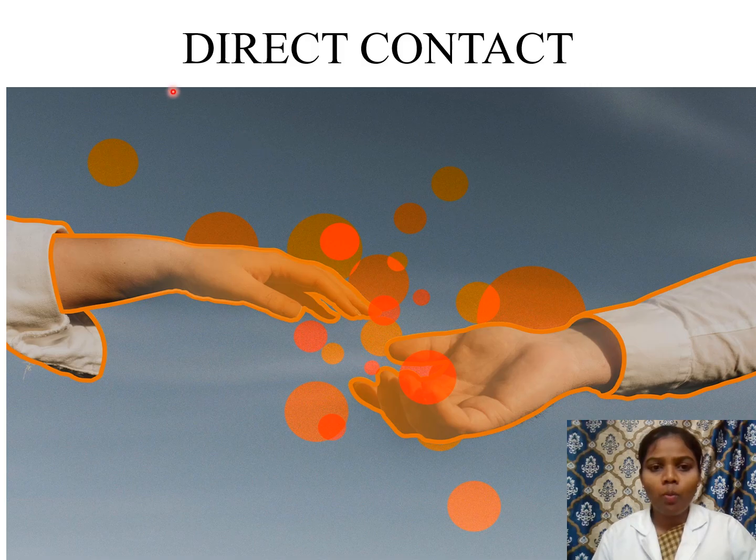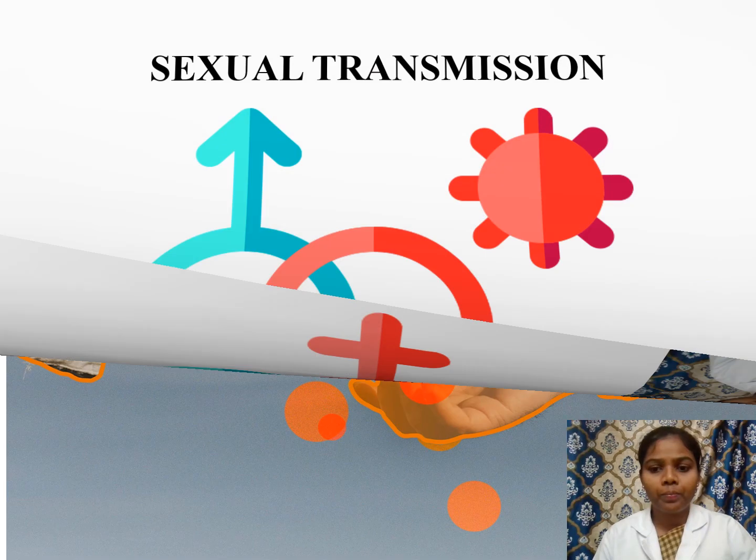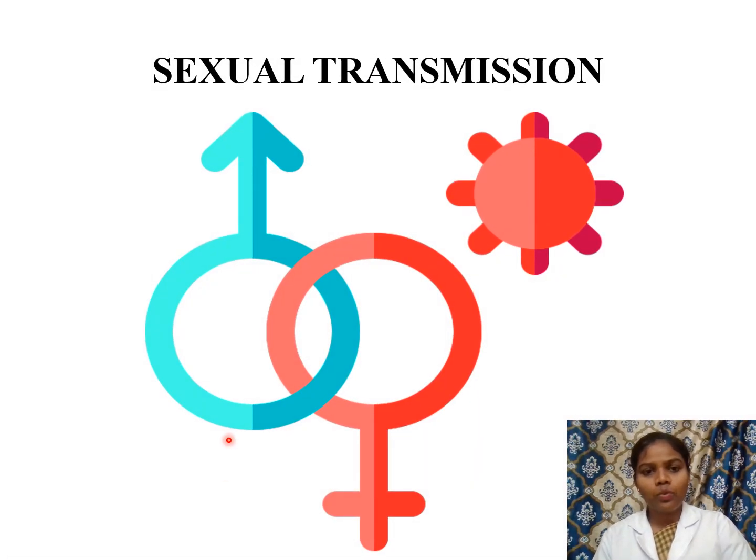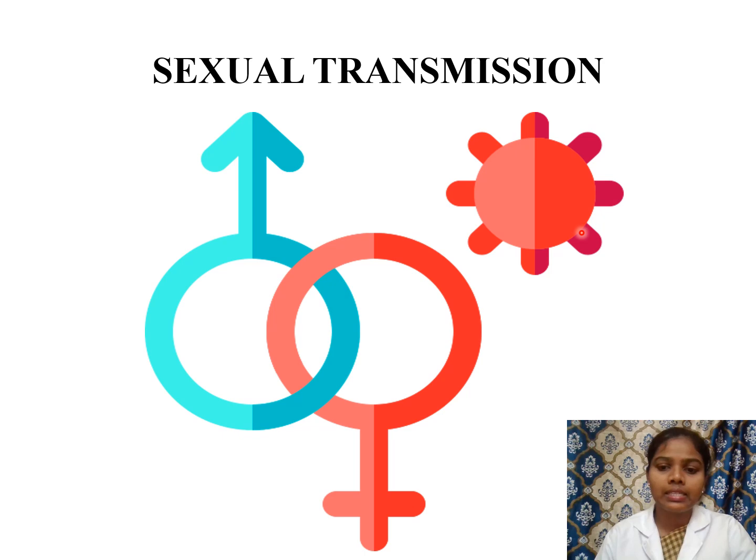The first and foremost important transmission is occurring through direct contact with the person who is infected with monkeypox. Next one is through sexual transmission, and especially homosexuals are at high risk for transmission of this disease.